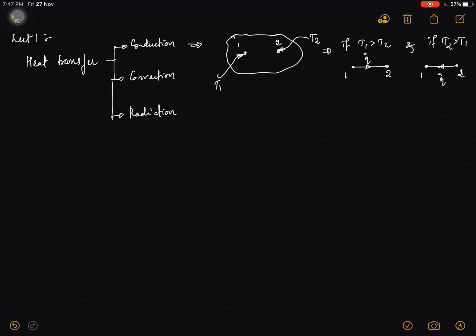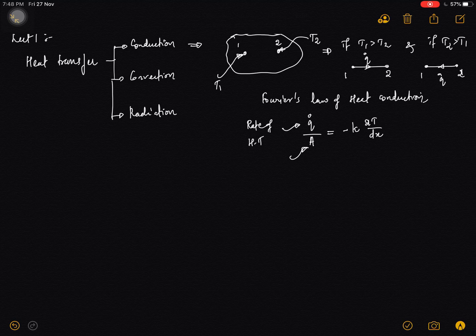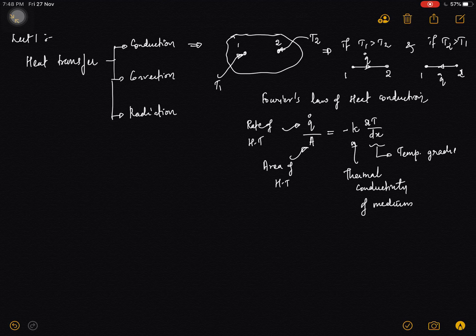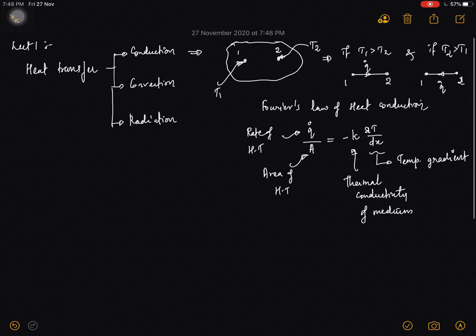And the law which governs this heat transfer mode, which is conduction, is Fourier's law of heat conduction. It simply says that heat transfer per area, Q dot by A, will be equal to minus k dT by dx, where Q dot is the rate of heat transfer, A is the area of heat transfer, k is the thermal conductivity of the medium, and dT by dx is the temperature gradient. So this is the equation that governs the conduction mode of heat transfer.